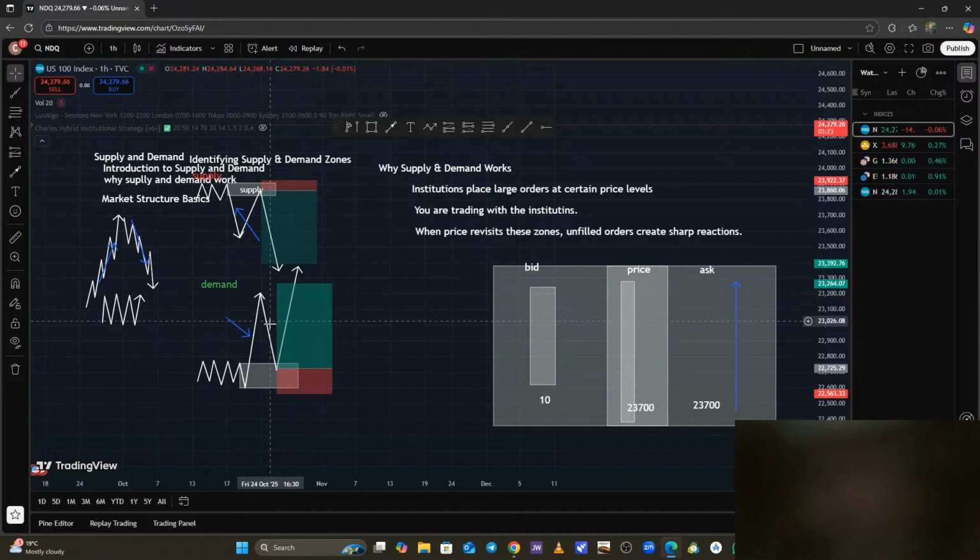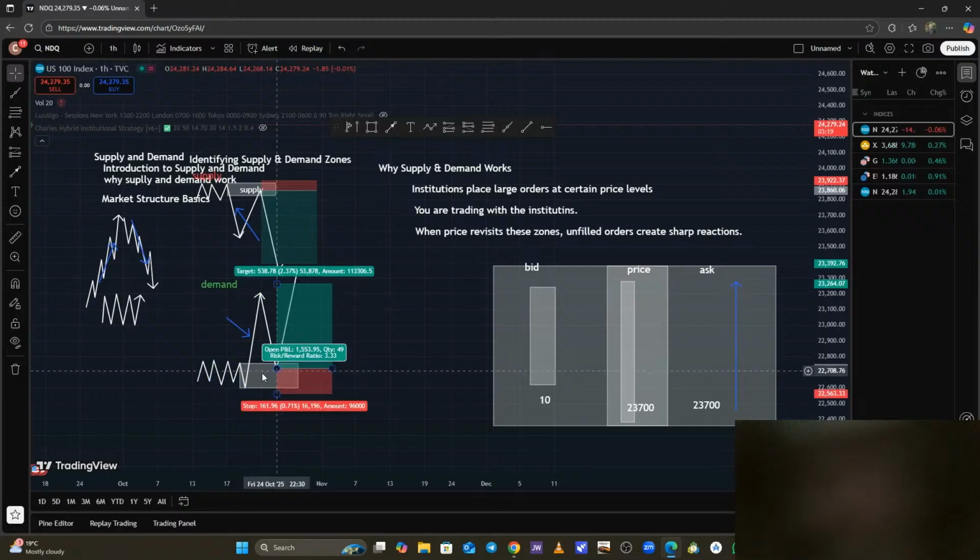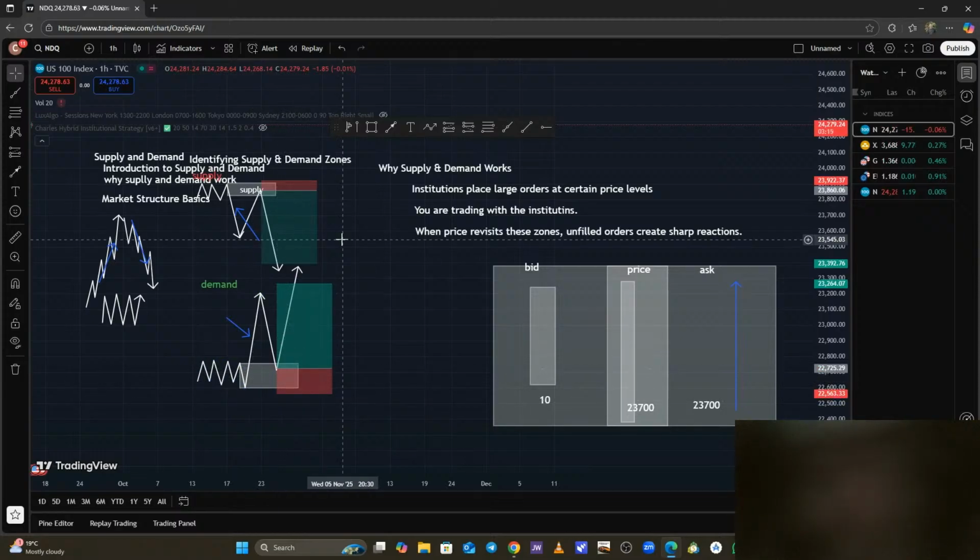When price comes back to this zone, since not all orders were filled by the market at this zone, the market will fill the orders and head back in the same direction. So that's the simplest way I can explain why supply and demand works and the reason why price creates sharp reactions from these supply and demand zones.